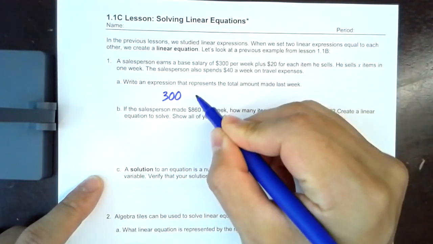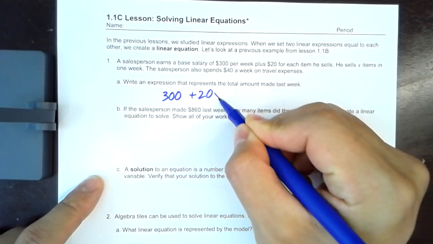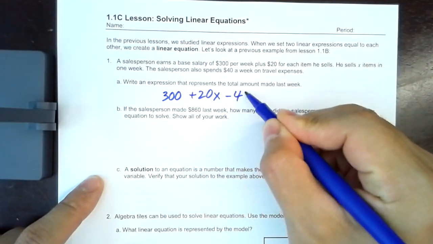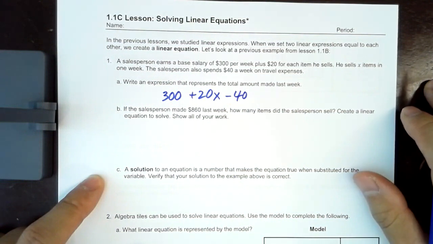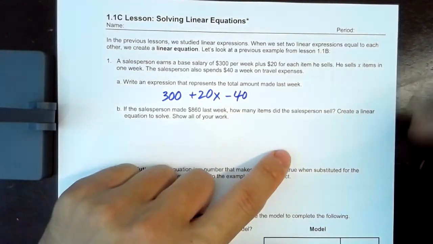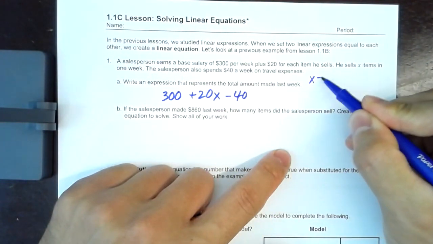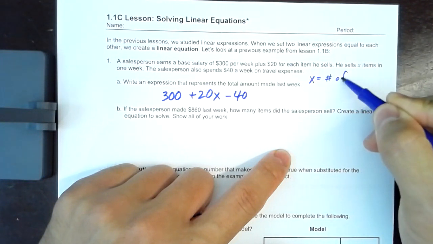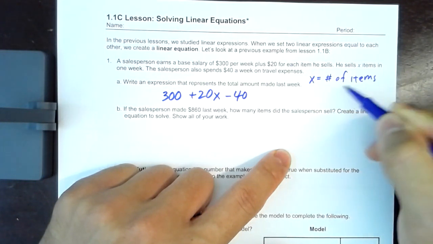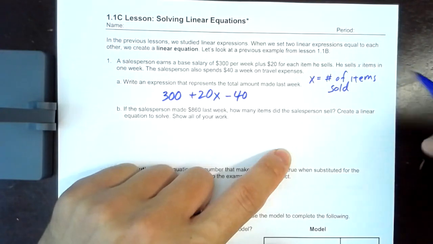We start with $300 base salary. We have 20x, and then we have to subtract $40 because that's the operational cost. Make sure that you say that x equals number of items sold. You always want to define your variable whenever you have an expression or an equation.